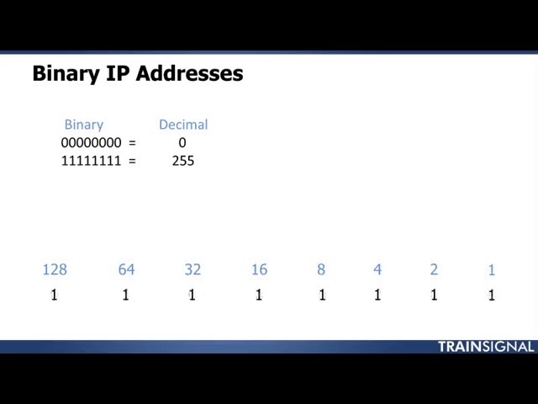Whereas if we were to put ones in every column and add all those 8 columns up, you end up with 255. That is why we say that each number in an IP address can only be from 0 to 255. It's because of the binary math. So it's so important to be able to grasp onto that.